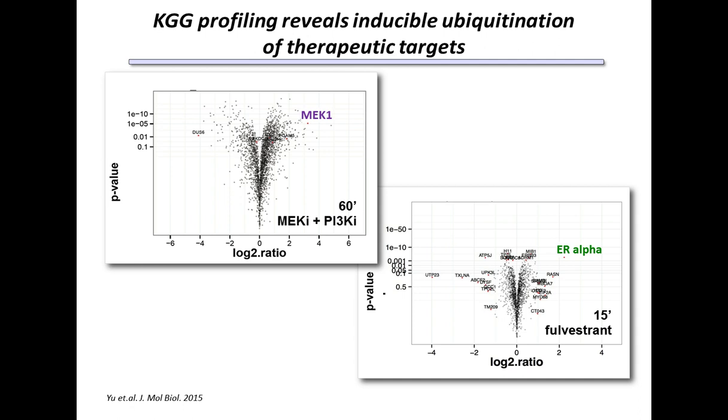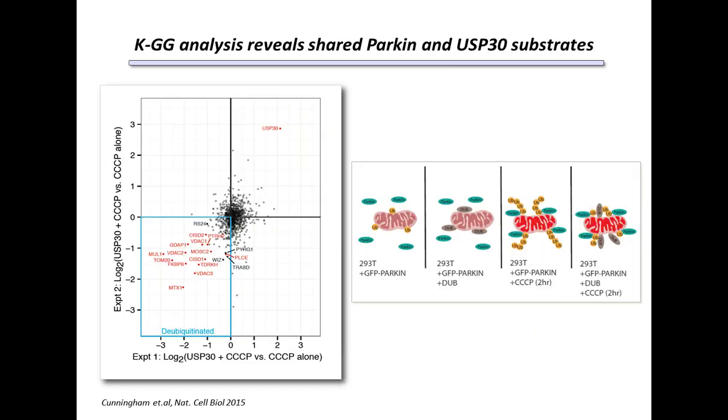Now, the IAP pathway wasn't the only one where we took advantage of KGG profiling. In fact, this technology was quite meaningful in revealing inducible ubiquitination of a number of interesting therapeutic targets, proteins such as MEK1 in the context of MEK and PI3 kinase inhibition, also the estrogen receptor in the context of cells that are treated with fulvestrant. In fact, quite often what we'll see is proteins within a pathway being inducibly ubiquitinated when other components of the pathway are themselves being modulated.